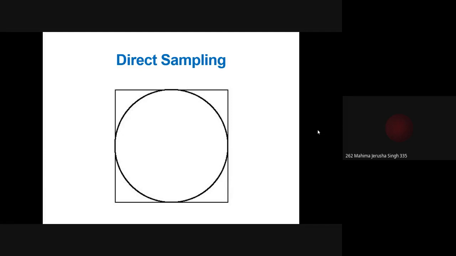Each pebble inside the square is counted as a trial, and each pebble that falls inside the circle is counted as a hit. Using this, we can calculate the value of pi from the ratio of the area of the circle to the area of the square. And this will be equal to pi upon 4.